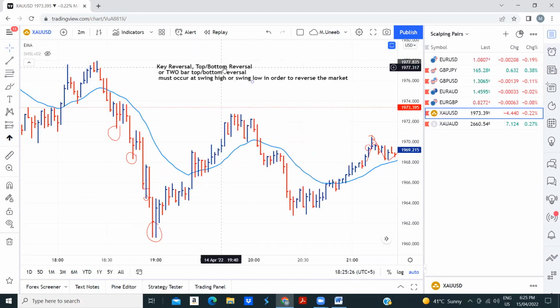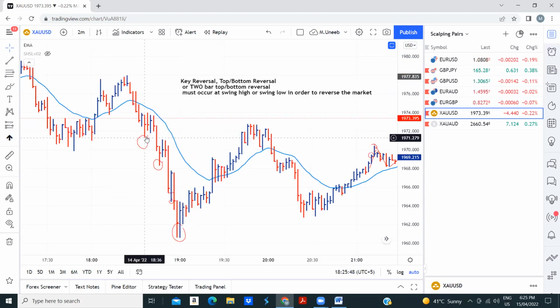Okay. Key reversal, top or bottom reversal, or 2 bar top or bottom reversal must occur at a swing high or swing low in order to reverse the market. It's very important. Now here it will reverse the market. It can reverse the market. Here this has a potential to reverse the market. This one does not. This is not a swing point. This one it reversed. All right.